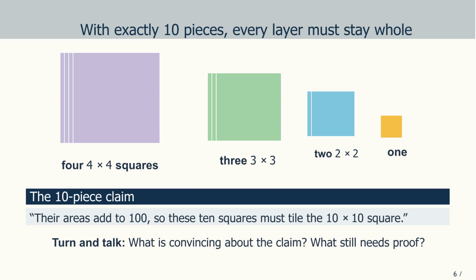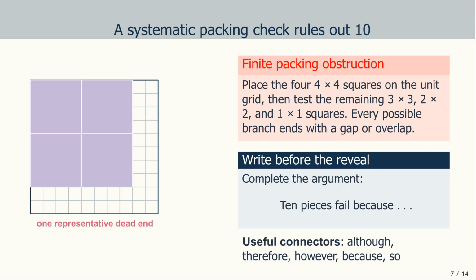Consider this. What is convincing about this claim, and what still requires more proof? A systematic check helps us rule out 10. By attempting to place the 4 by 4 squares onto the grid, we find that every possible configuration hits a dead end, resulting in gaps or overlaps. We must now complete our argument. Why exactly do 10 pieces fail?